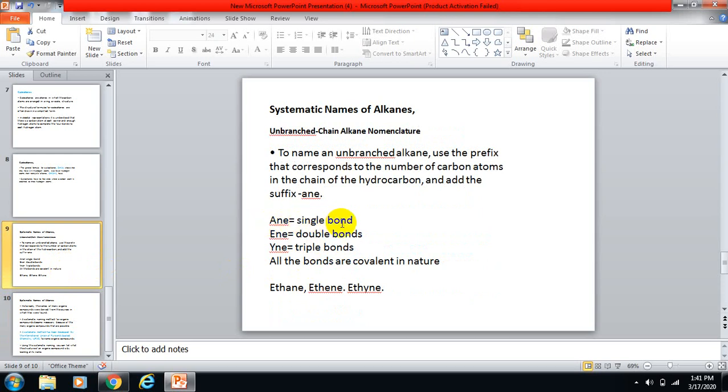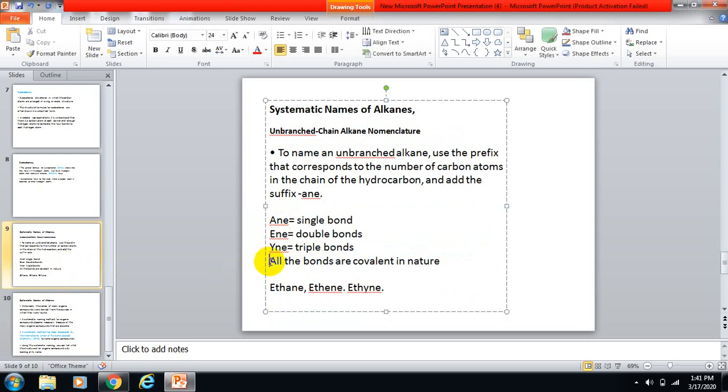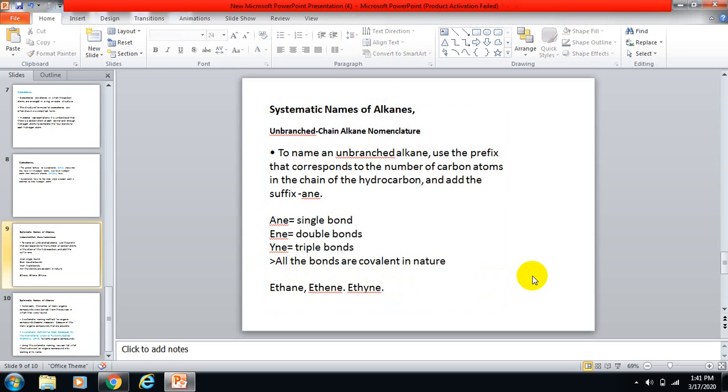"-ane" single bonded, "-yne" triple, just look at the name, focus on the name, so you can just predict how many bonds will be there. And remember, all the bonds are covalent in nature amongst these hydrocarbons or organic compounds.